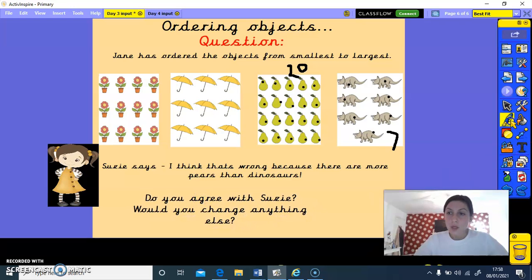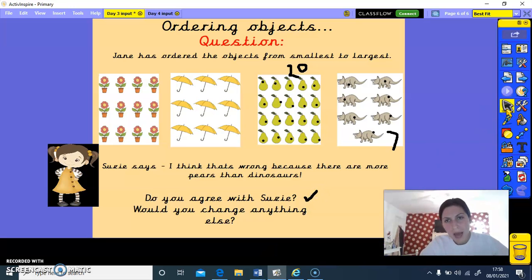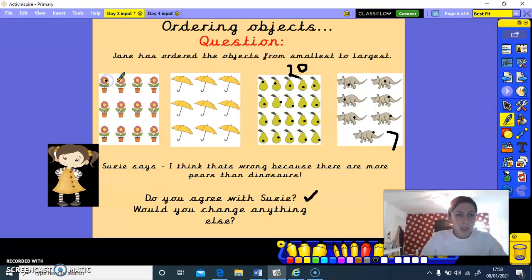But do you think, so I'm going to put a tick there because I agree with Susie, that you would change anything else? Are you happy with the rest of the order? Do you think it is still going from smallest to largest? No, I don't either. There doesn't look like there's very many umbrellas, but I think it looks like there's more flowers. Let's have a look, shall we? Flowers, we have 1, 2, 3, 4, 5, 6, 7, 8, 9, 10, 11, 12 flowers. And how many umbrellas? 1, 2, 3, 4, 5, 6, 7, 8, 9.